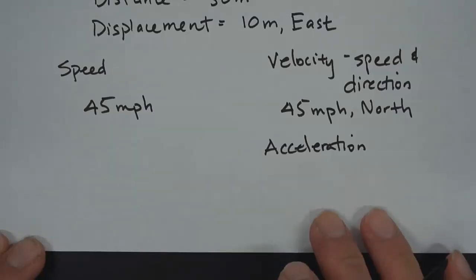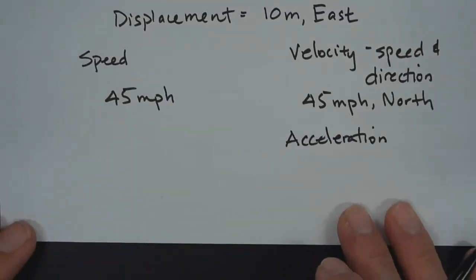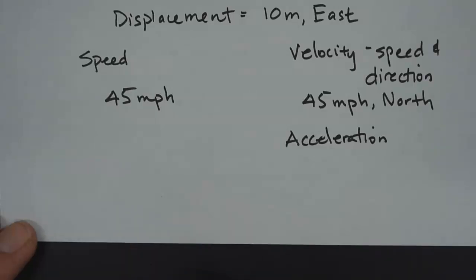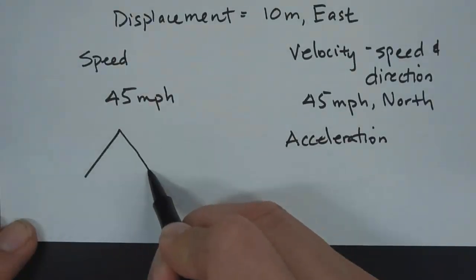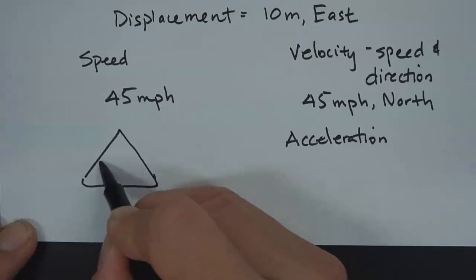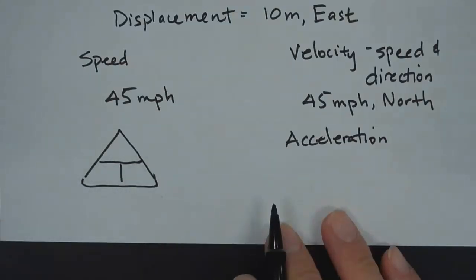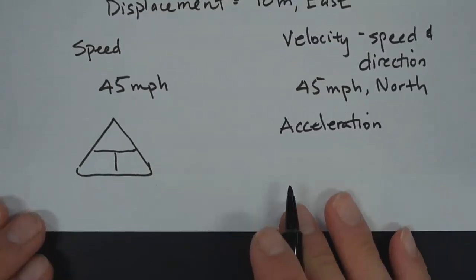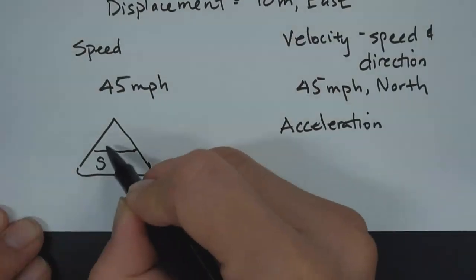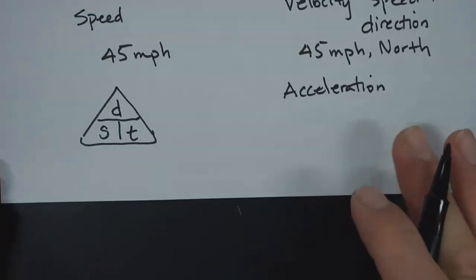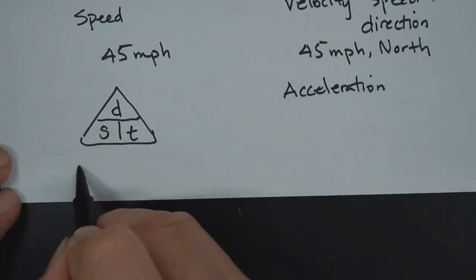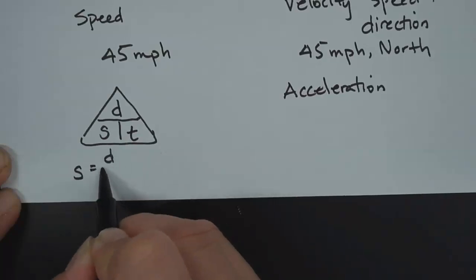Now for speed, there's a simple way to calculate speed from distance. There's a relationship between speed and distance I'd like to show you here. And we can use this triangle. Some people don't need this triangle. Some people find it helpful. If you find it helpful, go ahead and use it. But here it is. So I have speed, distance, and time. Okay, and the equation for speed is distance divided by time.